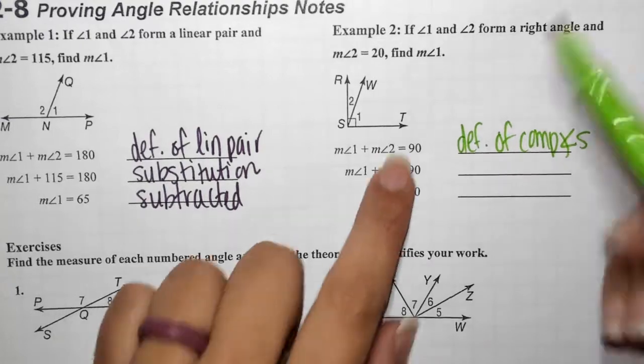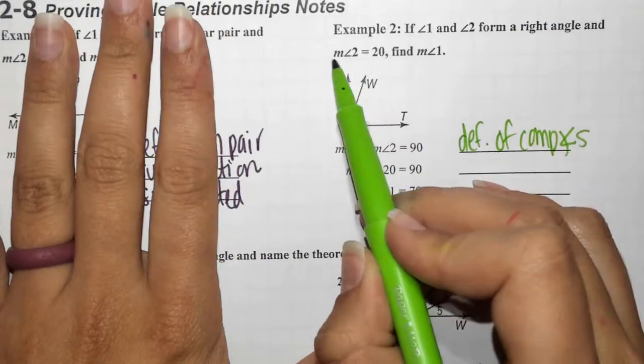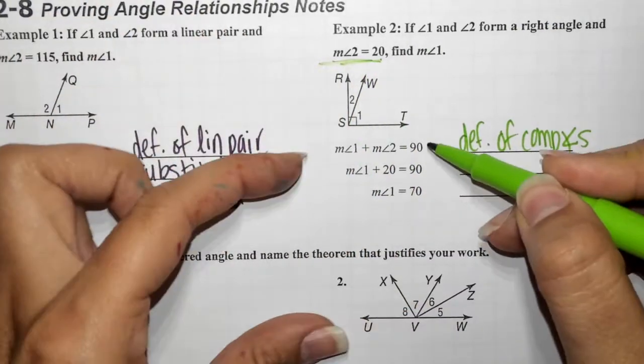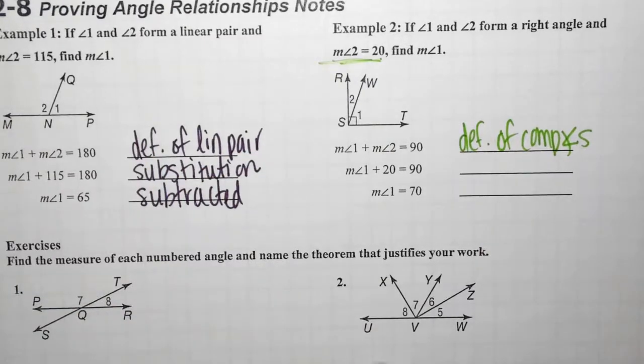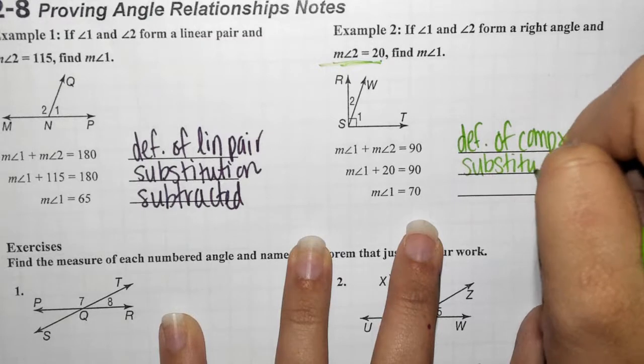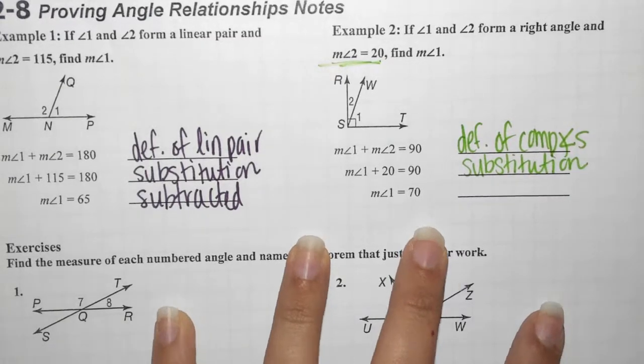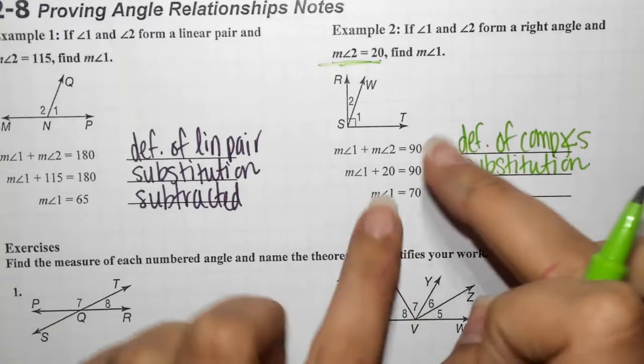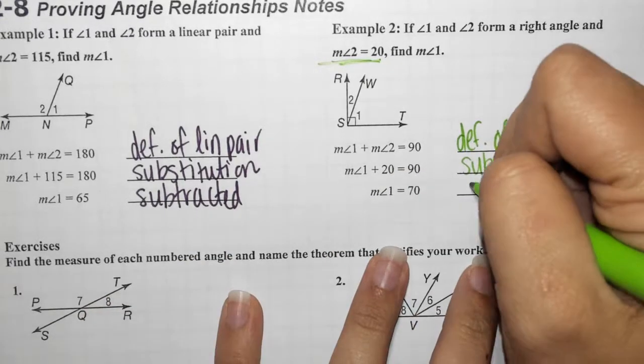Okay, so then, the directions told us that the measure of angle 2 was 20. So what did they do from here to here? Substitution. And then what's the last thing they did?